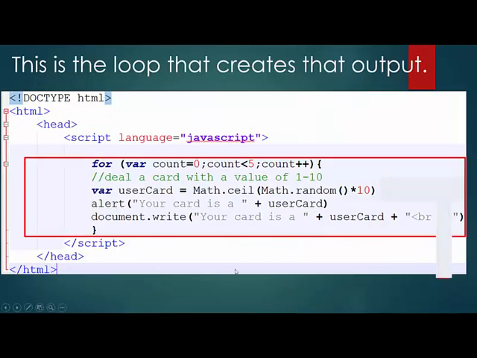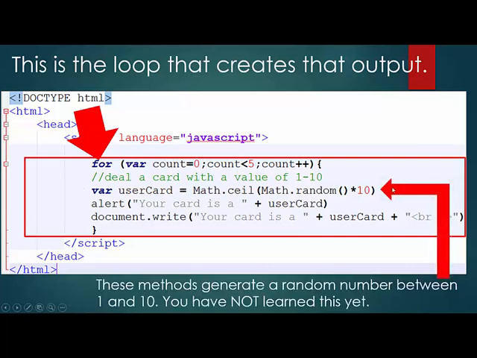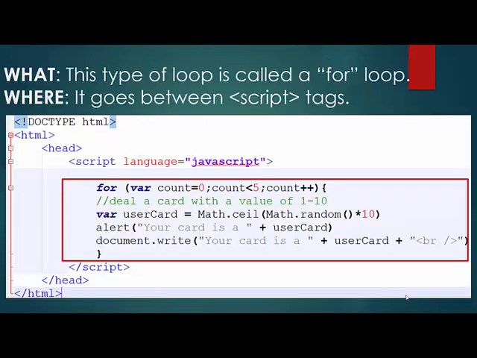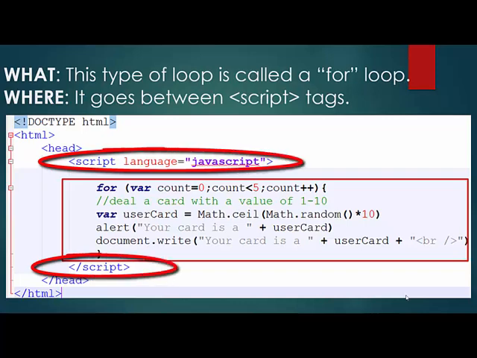This is the loop that creates that output, and we'll look at it more closely in a little while. But you can see that it's called a for loop. This red arrow is pointing to code. These methods generate a random number between 1 and 10, and you have not learned this code yet. This type of loop is called a for loop, and it goes between the script tags.